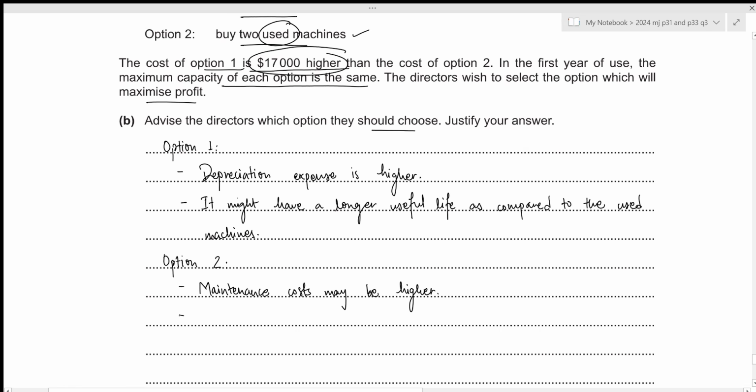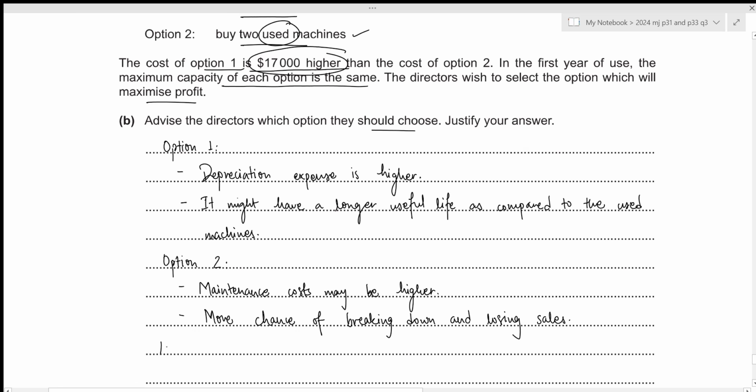Then the second thing that we can write down is, again, we're talking about used machines, so there is a higher chance of breaking down, and if it breaks down, then the production will get affected, which will finally impact on sales as well. So we will lose sales. Let's write it down. More chance of breaking down and losing sales.